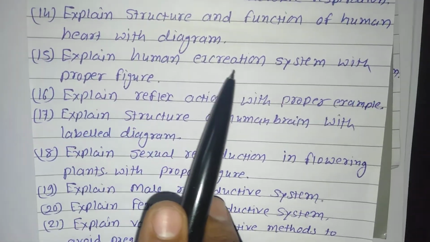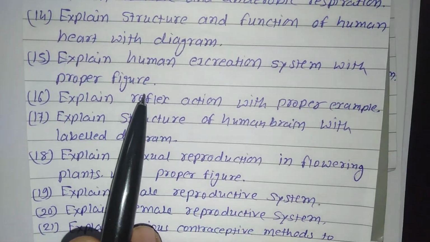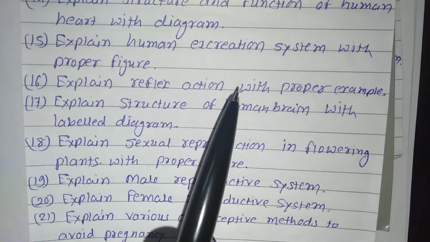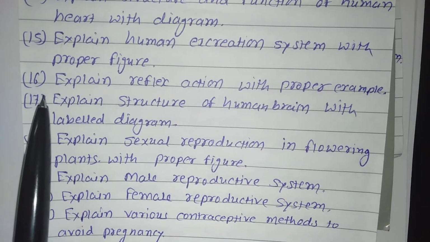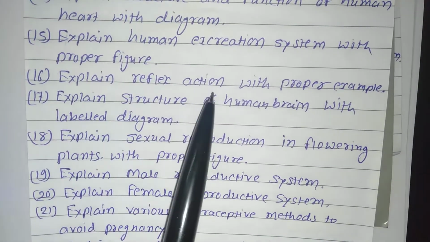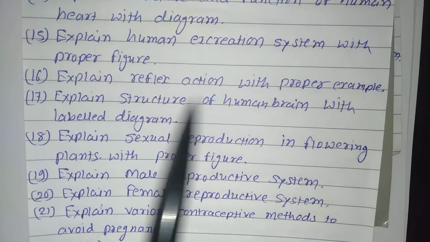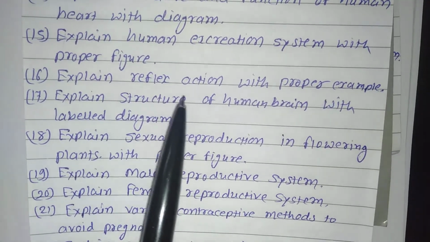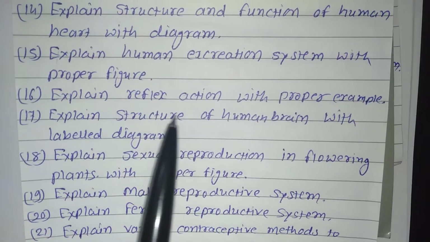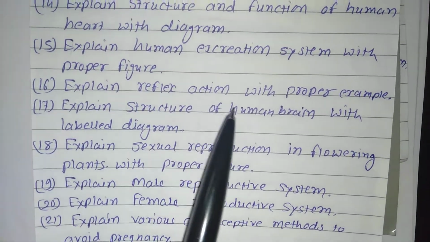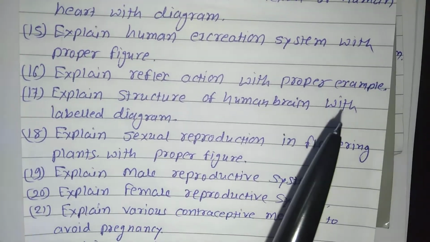Question 15. Explain human excretion system with proper figure. You have to explain the human excretory system with figure. Question 16. Explain reflex action with proper example. Reflex action means the immediate action taken by the spinal cord in our body. Those actions we have to explain with the proper example.